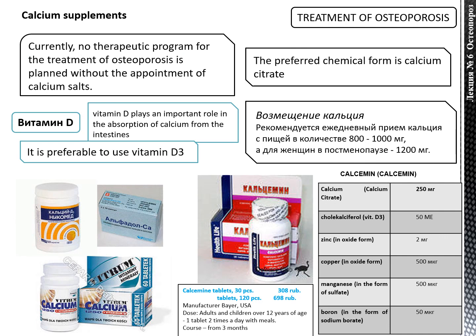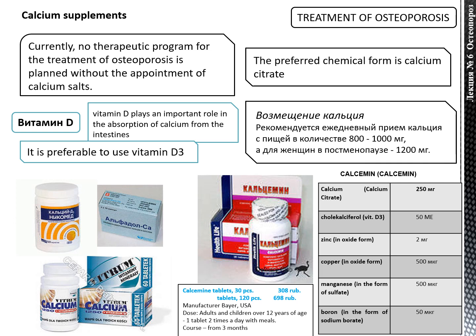Let's start with the most common, the drug you know, which is definitely included in all treatment regimens for osteoporosis. Currently, no therapeutic program for the treatment of osteoporosis is planned without the appointment of calcium salts. On the other hand, you should clearly understand that osteoporosis cannot be cured simply by using calcium salts, and it's even ridiculous to say that you can cure the disease with this. It corrects the concentration of calcium in the blood, but does not cure the disease.